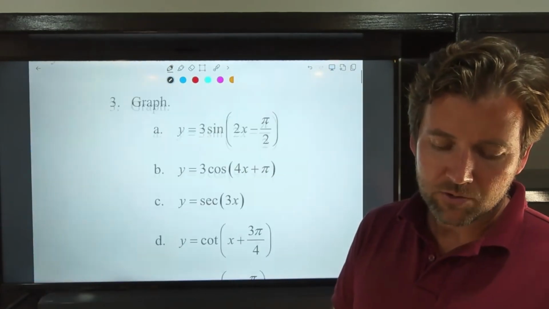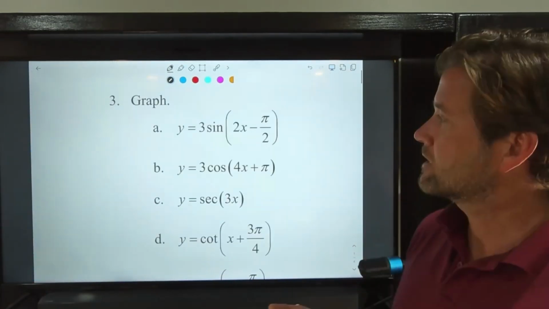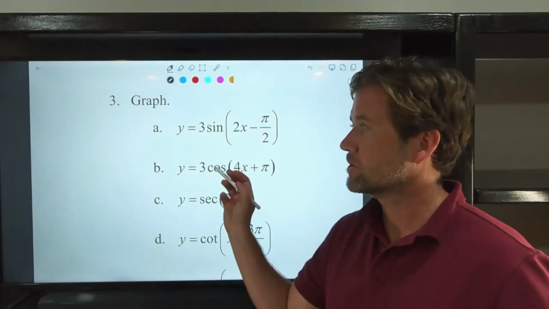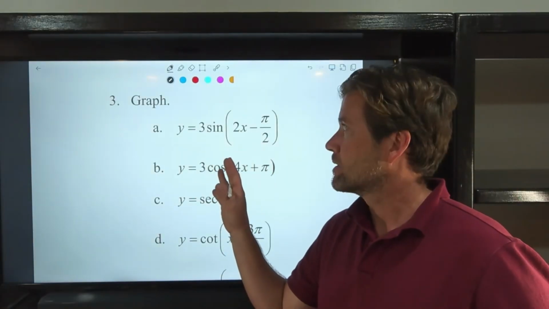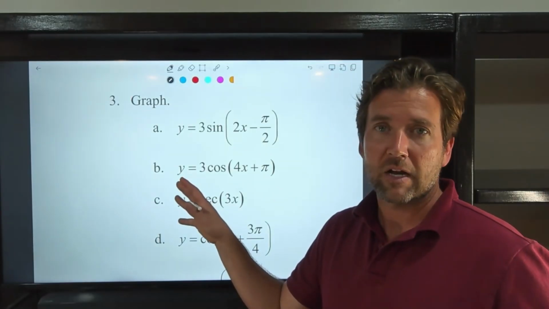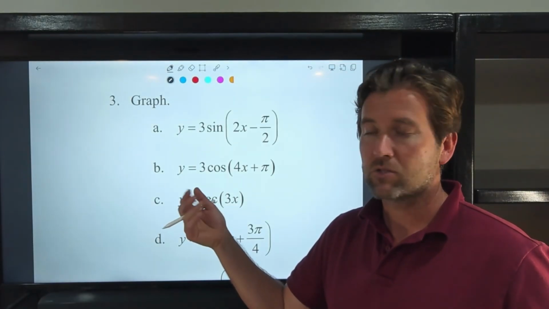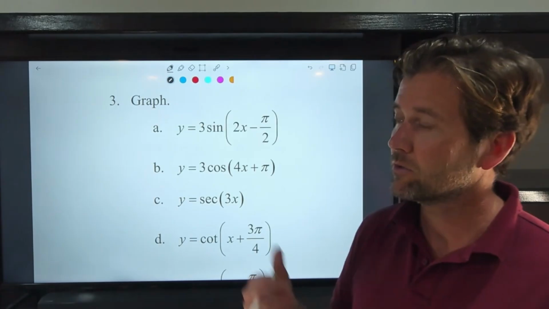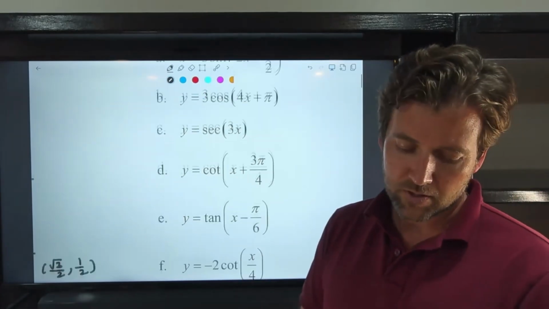All right, so now we have a test coming up this week, and question 3. Problems like this, graphing the 6 trig functions, will be on your test. So we want to make sure we know these very well before our exam this week.